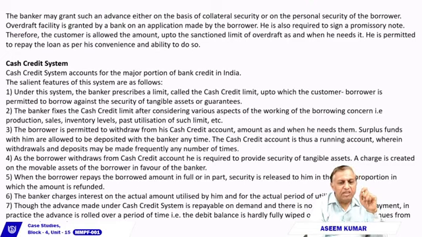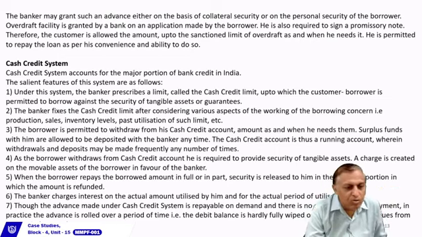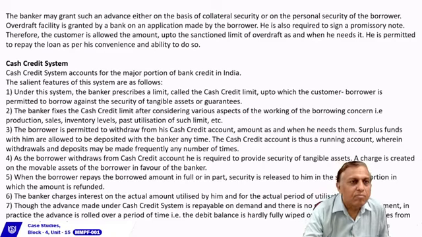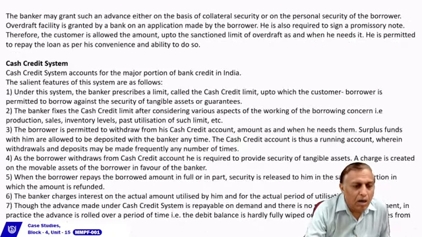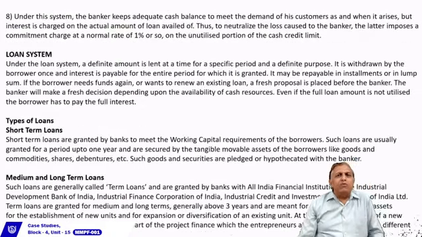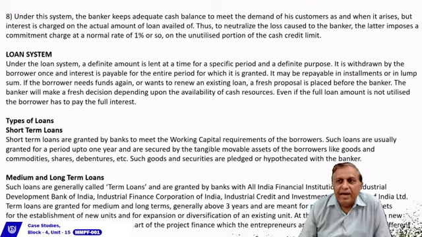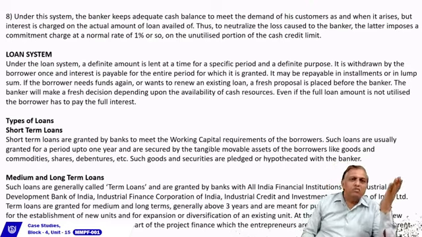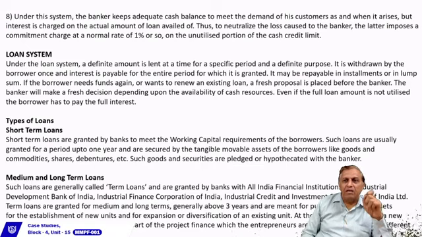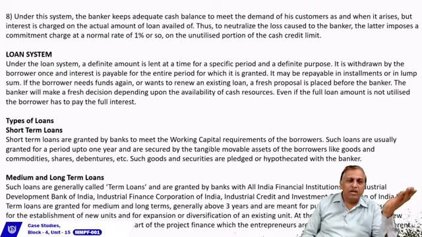Though the advances made under the cash credit system are repayable on demand, there is no specific date of repayment. In practice, the advance is rolled over a period of time. The debit balance is hardly fully wiped out and the loan continues from one period to the other. Under this system, the bank keeps adequate cash balance to meet the demand of its customer as and when it arises. The interest is charged on the actual amount of loan availed of. Thus, to neutralize the loss caused to the banker, the lender imposes a commitment charge at a normal rate of 1% or so on the unutilized portion of the cash credit limit.